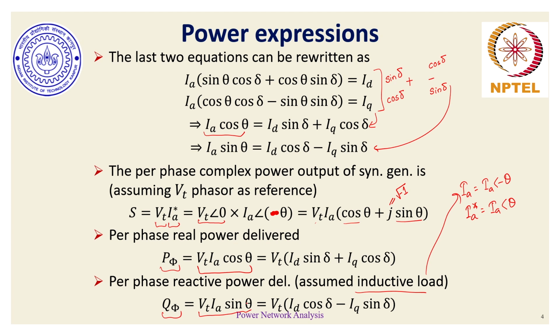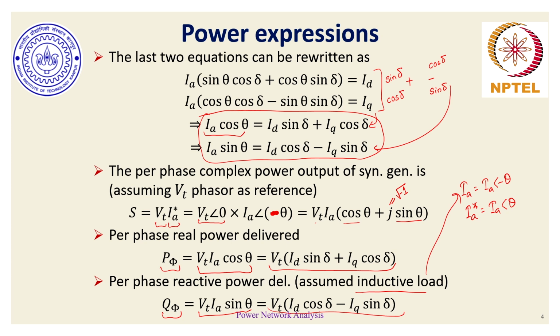And remember, I have already derived the equation which I am encircling here, where Ia cos theta and Ia sin theta have been expressed in terms of ID, IQ and torque angle. So from there, I can also rewrite expressions of P phase and Q phase in terms of terminal voltage, ID current, IQ current and torque angle.